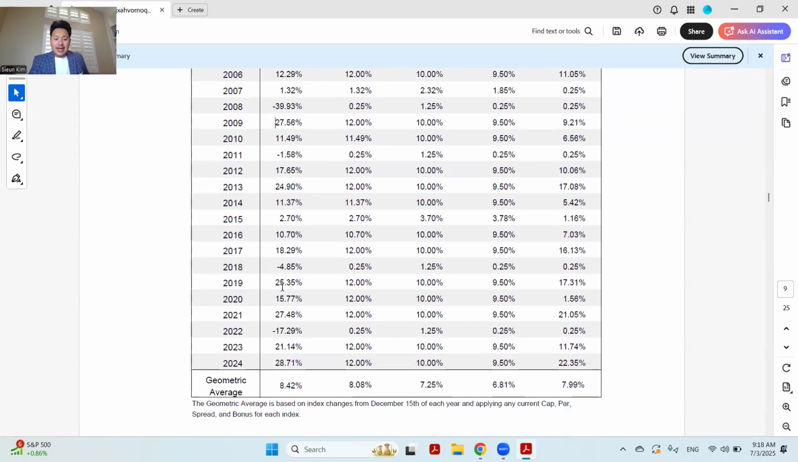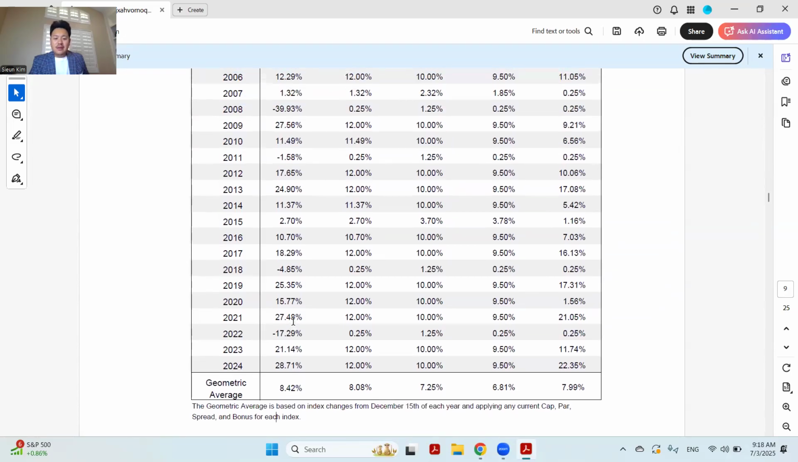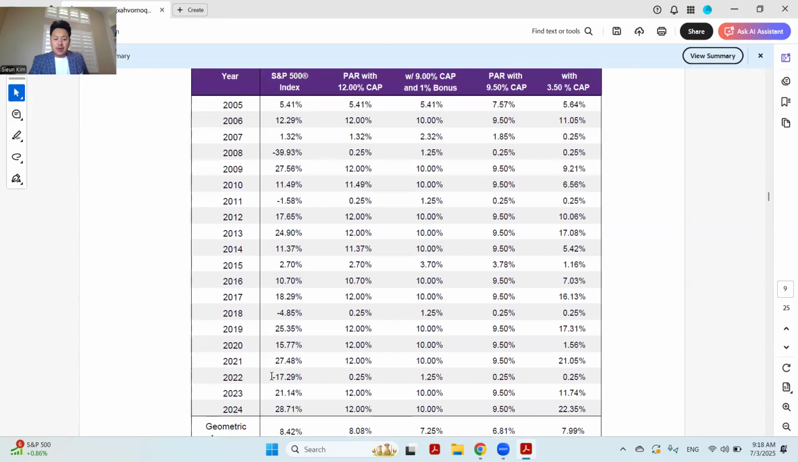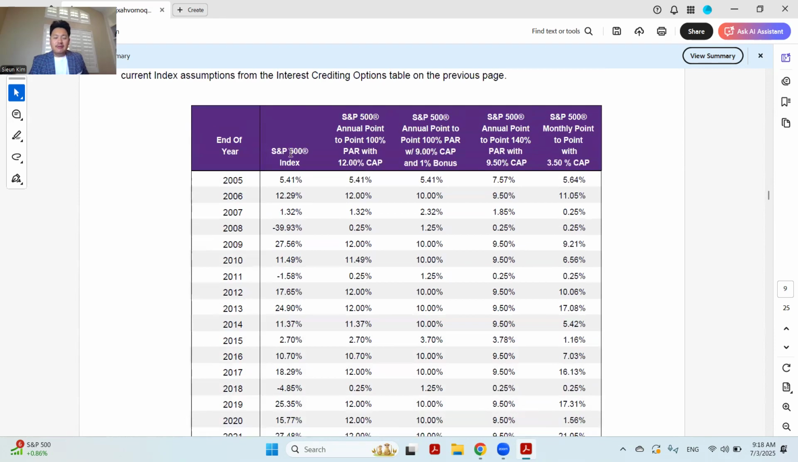And even with these high numbers, such as 25%, negative 17, negative 39%, it did an average of 8.42% in the stock market. Even having the risk of the market downside, clients are receiving about 8.42, and that's why the S&P 500 is kind of like the gold standard of investment. Like 401ks, IRAs, 403b, a lot of these retirement accounts are using an S&P 500 index.